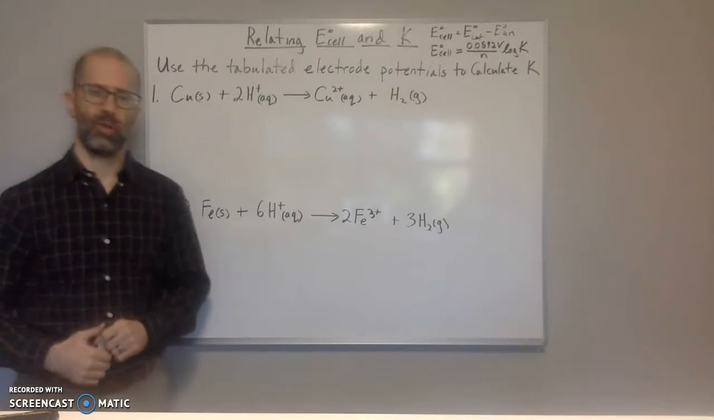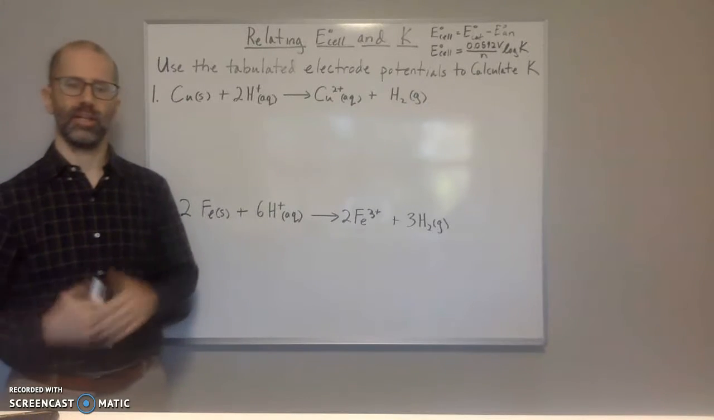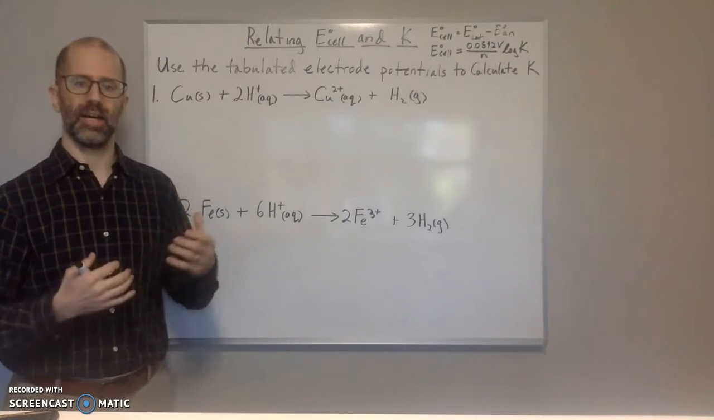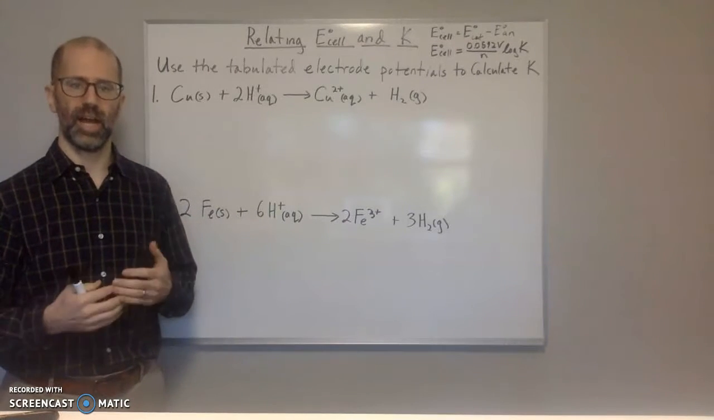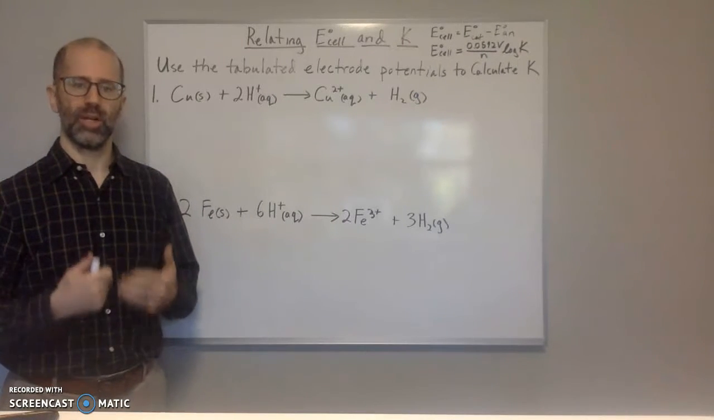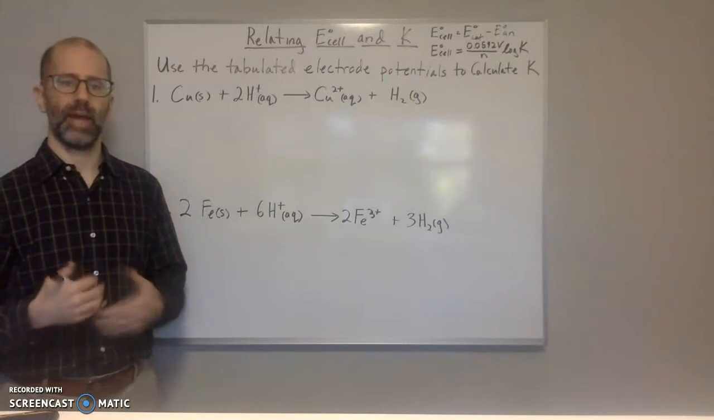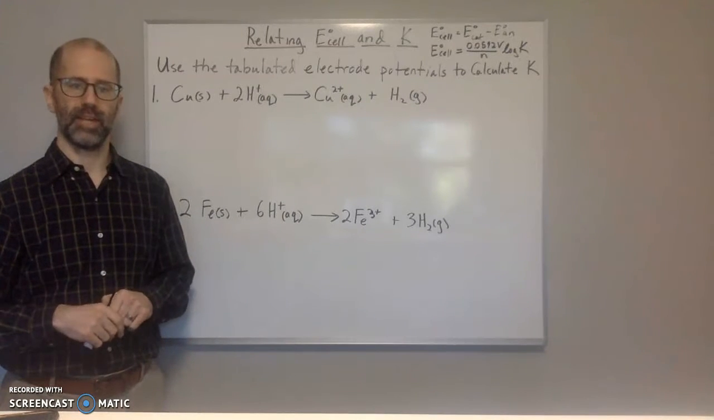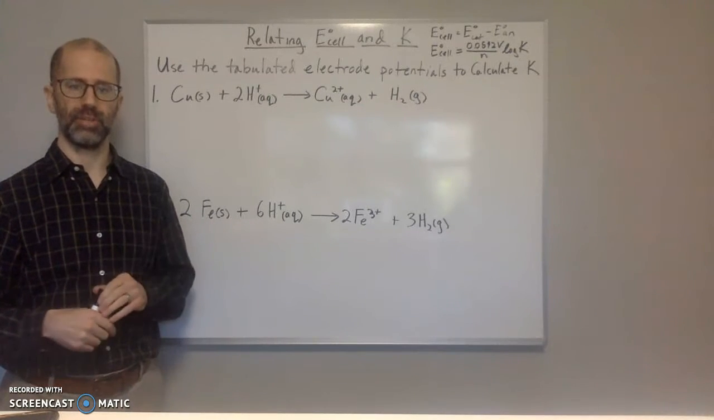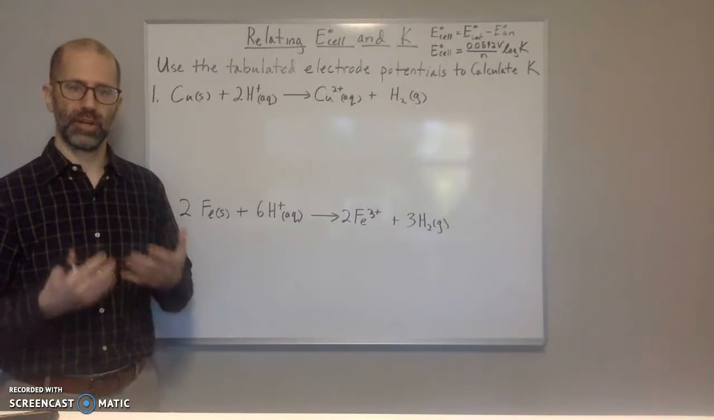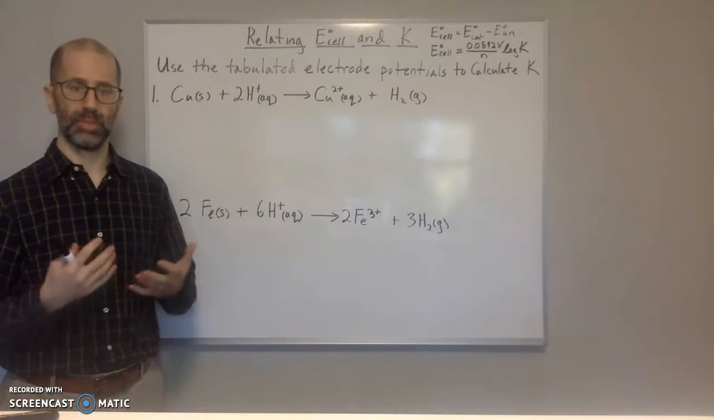My name is Mr. Cobalt, and in this video we're going to go over some example problems of how to relate the electrochemical potential of the cell to the equilibrium constant K. And so once again, we're going to have to break down our redox reactions into the two half reactions, oxidation and reduction. And we're going to have to use the electrode potentials to figure out what the electrochemical potential of the cell is.